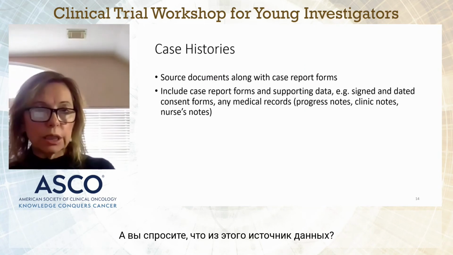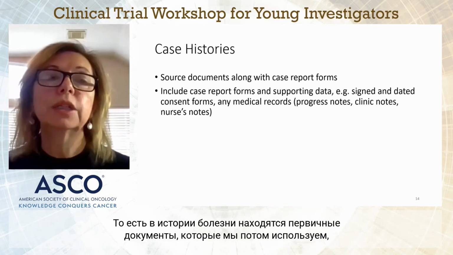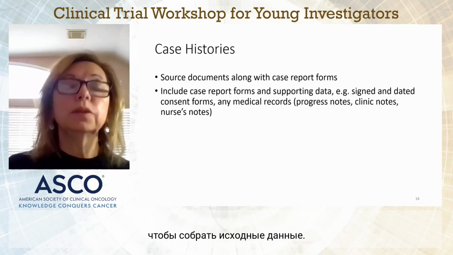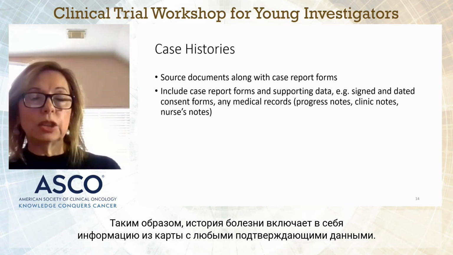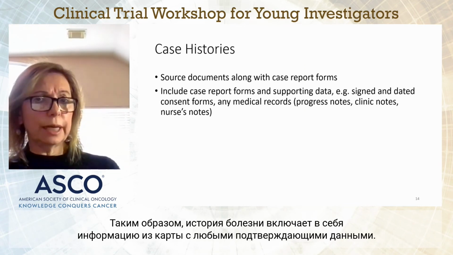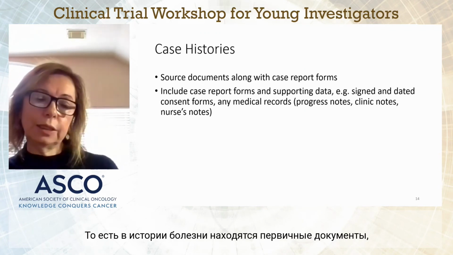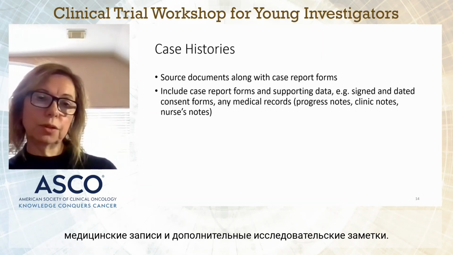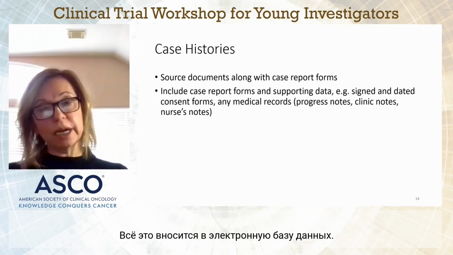And you say, well, where is the data source? Well, the data is what is put in the case report forms. So in the case history, we have source documents that we utilize to gather our source data, and this data is what we enter in the case report forms. So a case history includes the case report forms and any supporting data, the sign and data concern forms, any medical records. So what this means is that in the case history, we have source documents, we have the medical records, we have research documents, and then we have the case report forms, the electronic database where everything was entered.